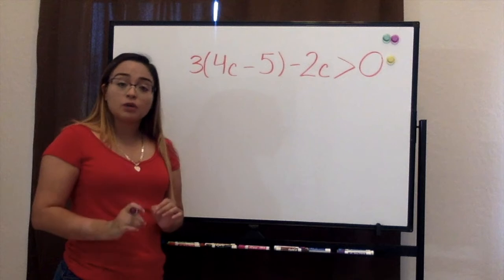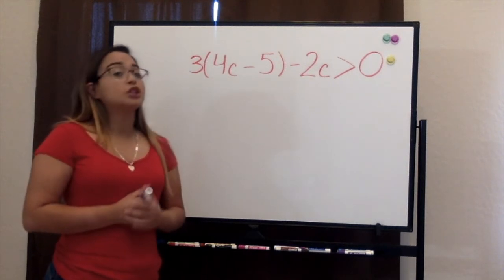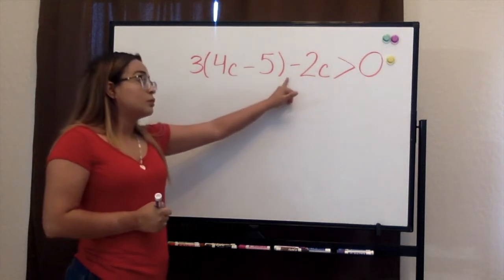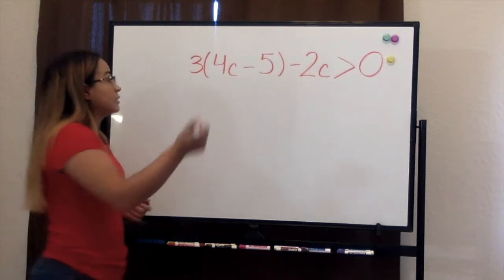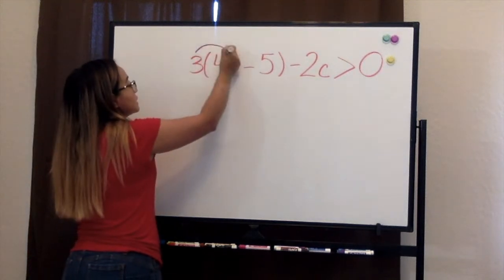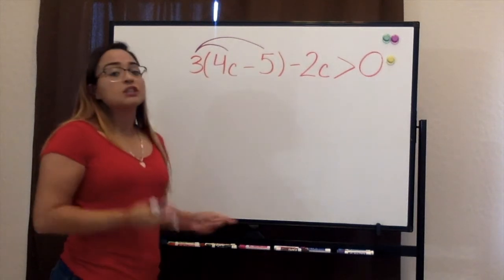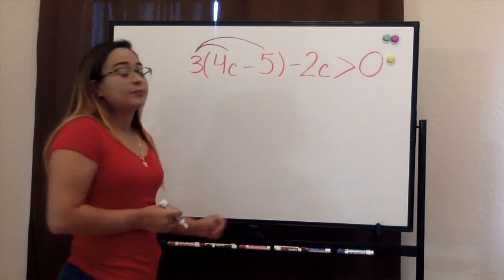Now, if you don't remember, at the beginning of the school year, we were introduced to the distributive property, which is where this comes into play, which is where we distribute this amount to whatever is inside of the parentheses. So let's go ahead and work out this example.